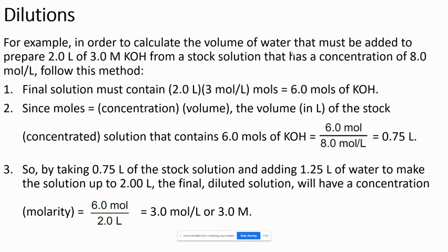In order to calculate the volume of water that must be added to make 2 liters of 3 molar potassium hydroxide from a stock solution, the stock solution has a concentration of 8 molar. So if we know that for our final solution we want to have 2 liters of it and we want it to be 3 molar, then we can calculate that out by using this formula. So you can pause the video and take advantage of looking this over.